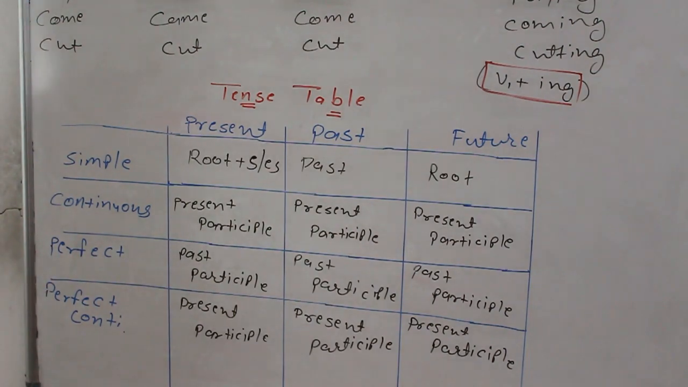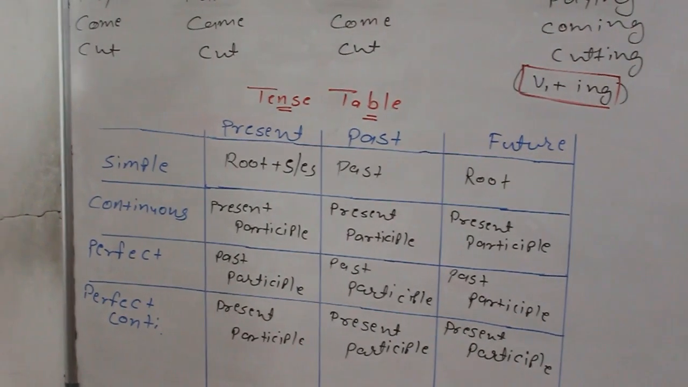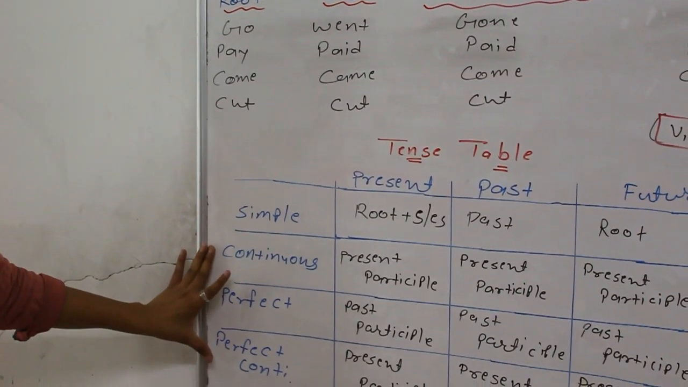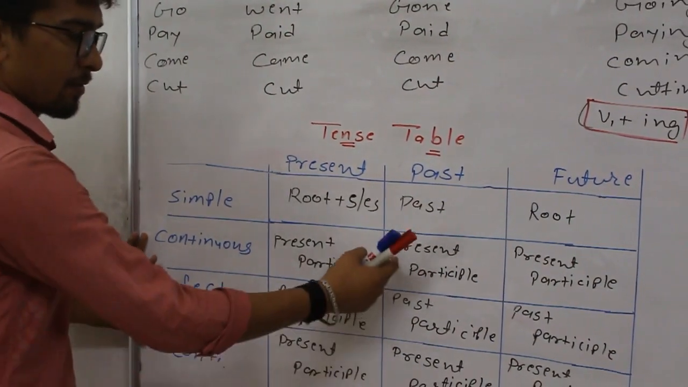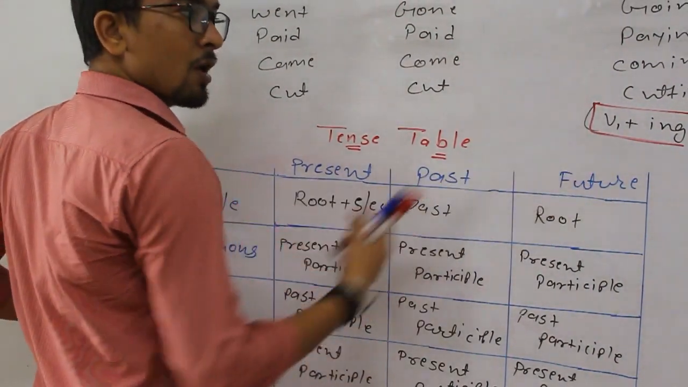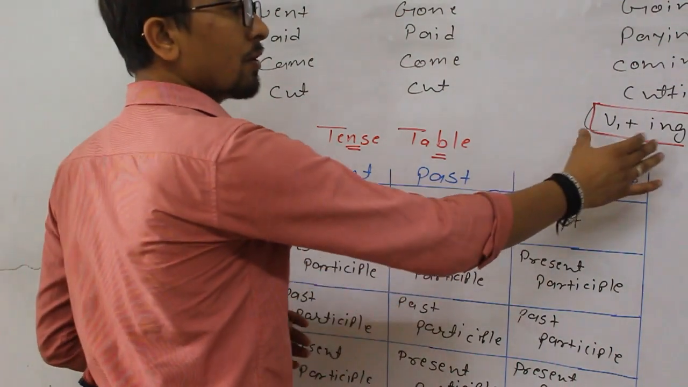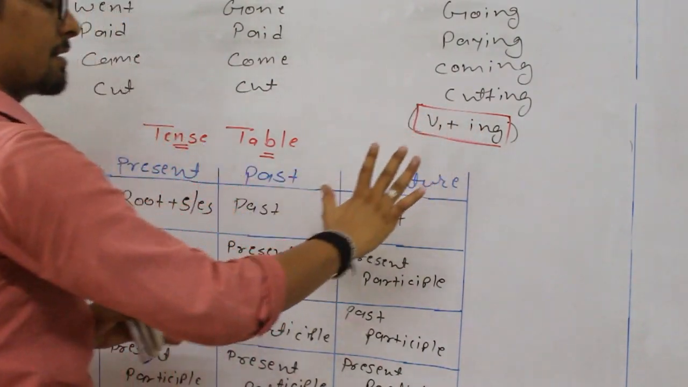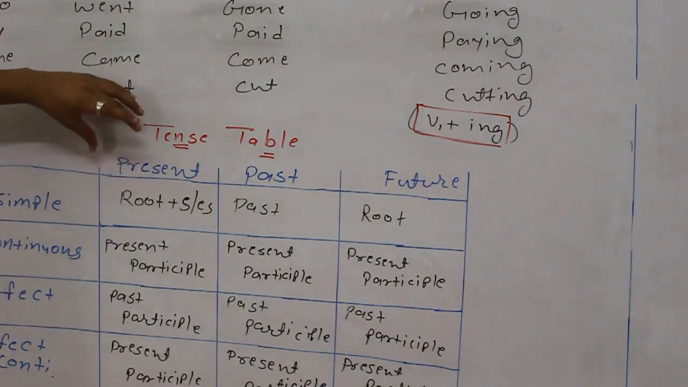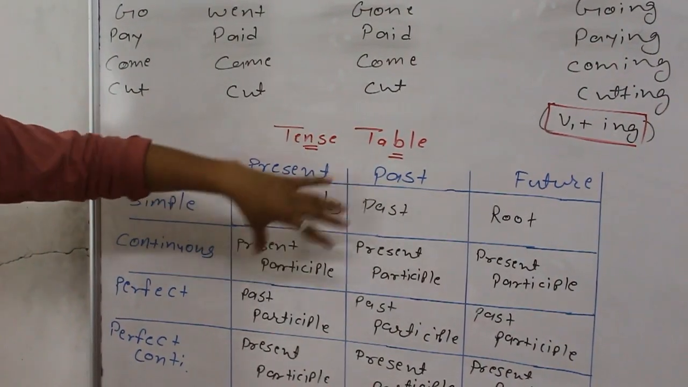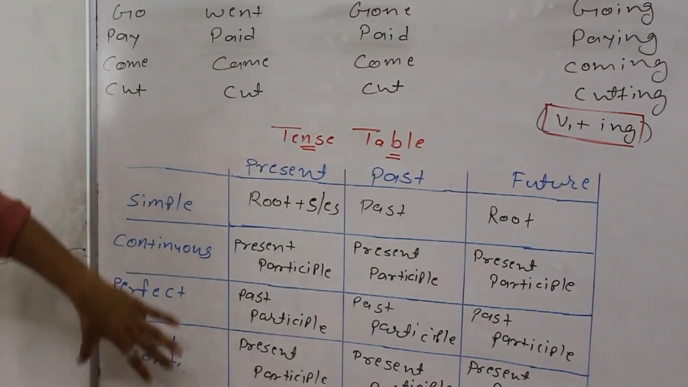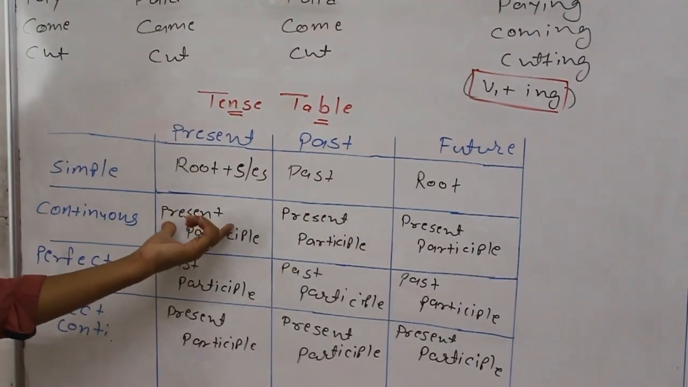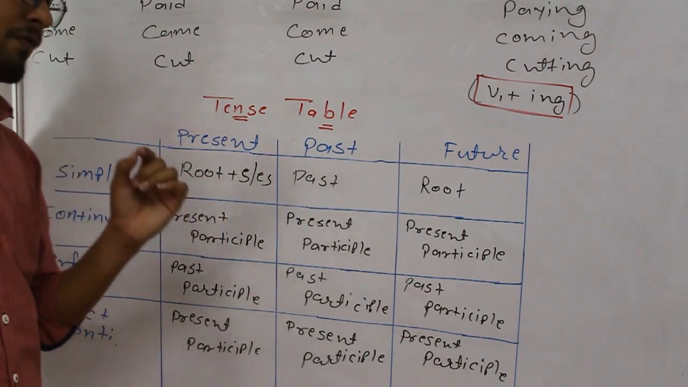Often we make many kinds of mistakes while using the verb forms. So we just need to understand a few simple things. While going for continuous tense, we will always use present participle, whether it is present tense, past tense or future tense. What is present participle? It is always V1 plus ing. So whenever we are making a sentence in present continuous, past continuous, future continuous, present perfect continuous, past perfect continuous or future perfect continuous, we need to always use present participle as the verb form of that verb.